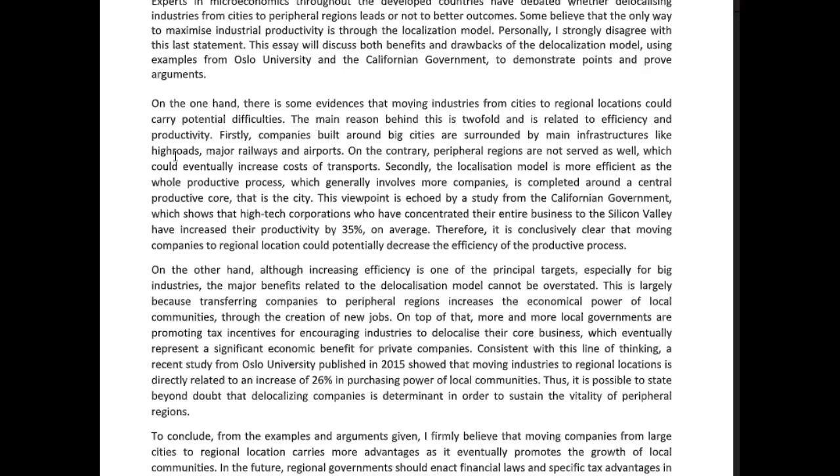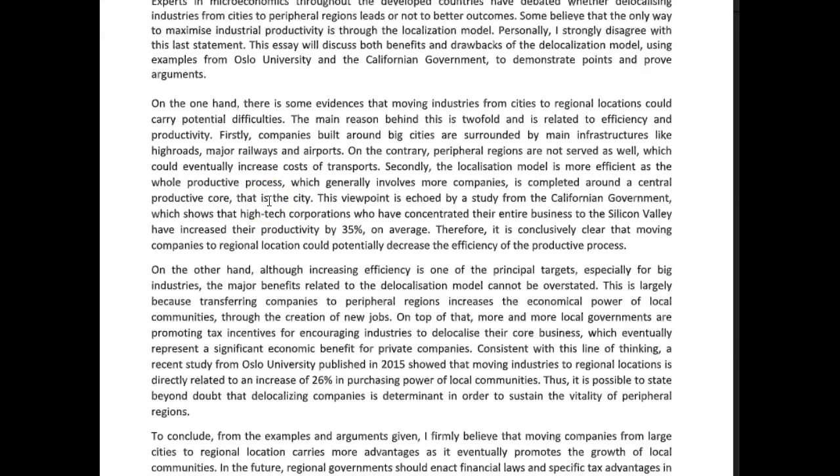On the contrary, peripheral regions are not served as well, which could eventually increase costs of transport, singular. Secondly, the localization model is more efficient as the whole productive process, which generally involves more companies, is completed around a central productive core, that is, comma. Here, the comma would have been important.